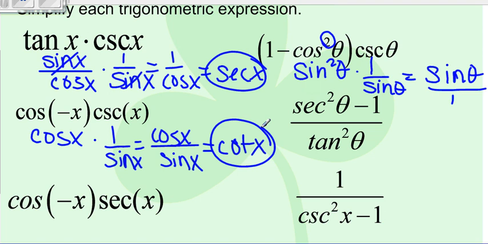Okay, so please try the next 3 there on your own. Remember, if you see something squared, I would try one of my Pythagorean identities. In class, we will be doing lots and lots of practice on this. So please come with questions, and I'll be ready to answer.